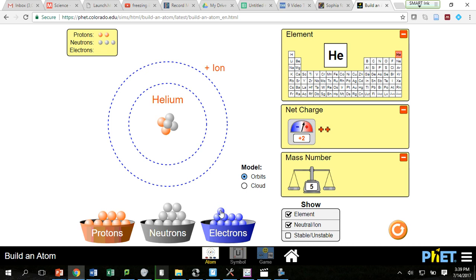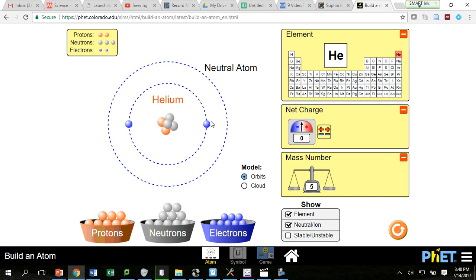Let's start adding electrons. So I'm going to drag this electron to the center of the atom where I have everything else. Oh, it actually does not exist in the center of the atom. It exists in these energy levels around the center atom, basically in a cloud around it. It orbits around the center atom. As you can see, it has a charge of -1.